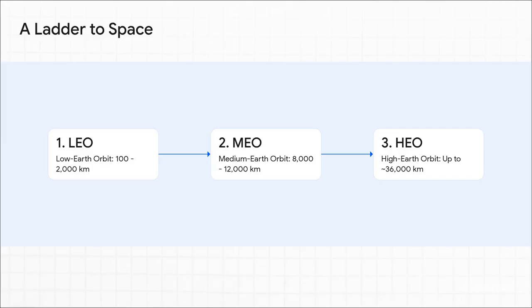So we've basically got 3 main rungs on this ladder. The closest one to Earth is LEO, that's low Earth orbit. Moving up a big step, you get to MEO, or medium Earth orbit, and then at the very highest altitudes, you've got HEO, or high Earth orbit.